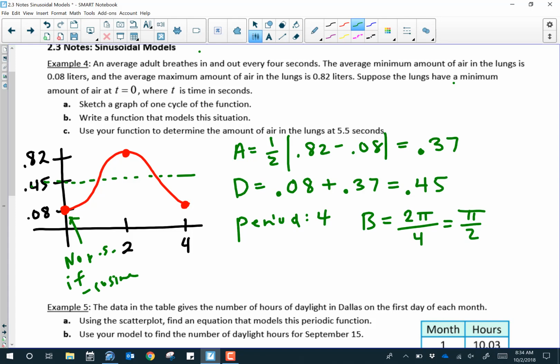Now, if I used positive cosine, what would I use as my phase shift? 2. Yeah, I would use the maximum. If I wanted to use sine, what would be my phase shift? 1, correct. These are all evenly spaced, remember, into quarters, and where that hits the midline would be at 1. So if you wanted to use sine, you could use a phase shift of 1.